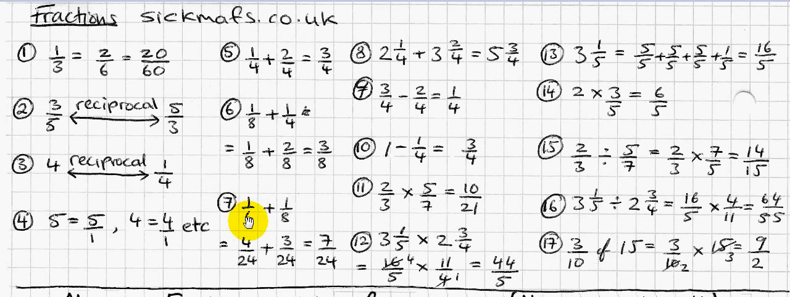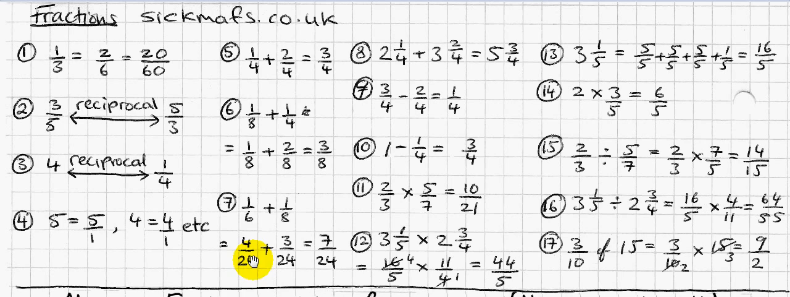Now, very similar sort of situation to this, 1/6 plus 1/8. This time I can't double or triple this to become a number like that, or vice versa. Can't take the 8 and make it into a 6, so I have to times both of them by something that they both go into. What are they both going into? They're going into 24.